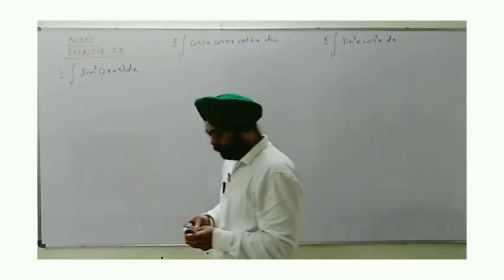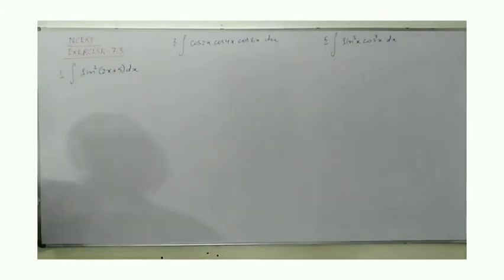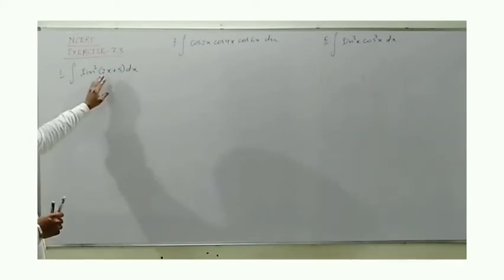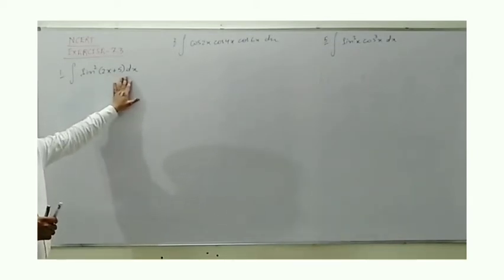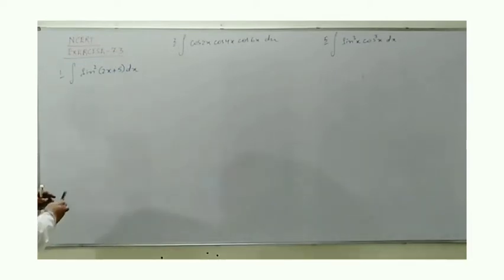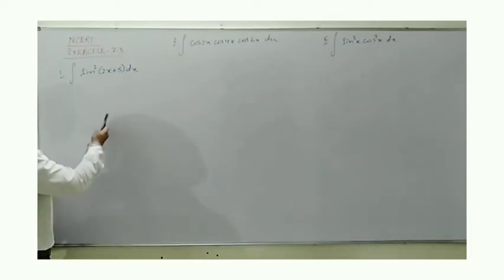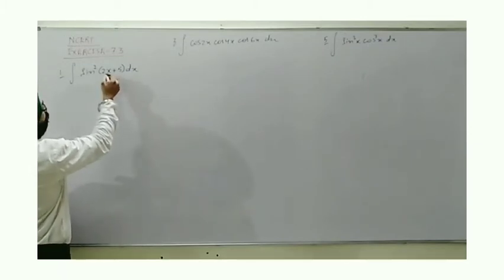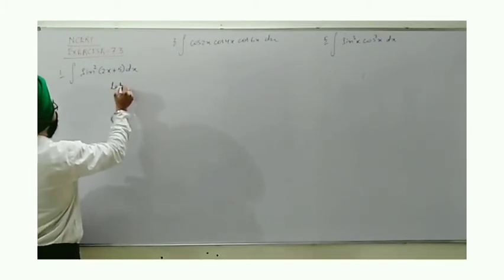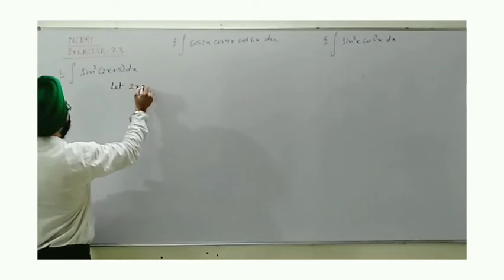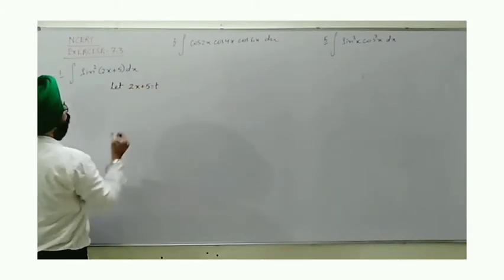The first question is sine square of 2x plus 5 dx. This is to be integrated. Now first of all, if I see the pattern from previous modules, 2x plus 5 is a linear polynomial. So this belongs to the first pattern of f of ax plus b. So as per the instruction, we should substitute 2x plus 5 by t.